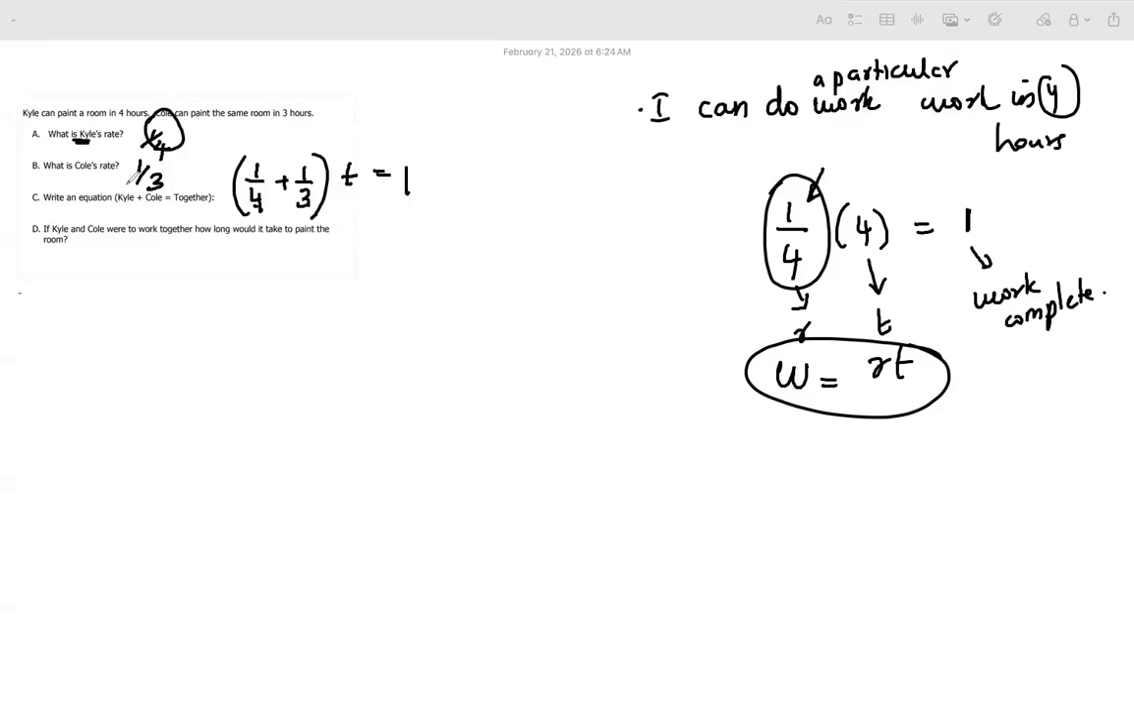This separate is 1 by 4, this separate is 1 by 3. Both working together means the rate gets added. However, the time we don't know. Separately we know the time, but when they both work together, we don't know the time. Work completed indicates 1. So now you can solve this one. 4 3s are 12. Now 7 by 12 times t equals 1. T will be equal to 12 by 7. When they both work together, they will take 12 by 7 hours. Does that make sense? It's a little bit different from what we have done.